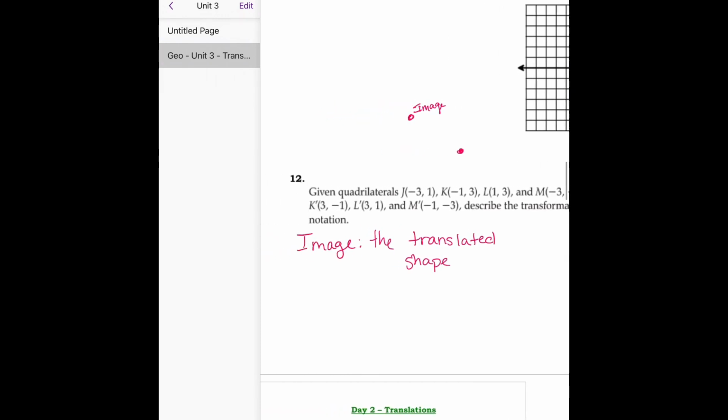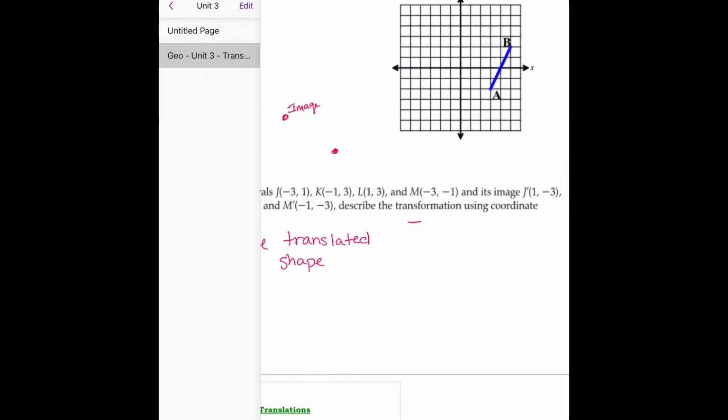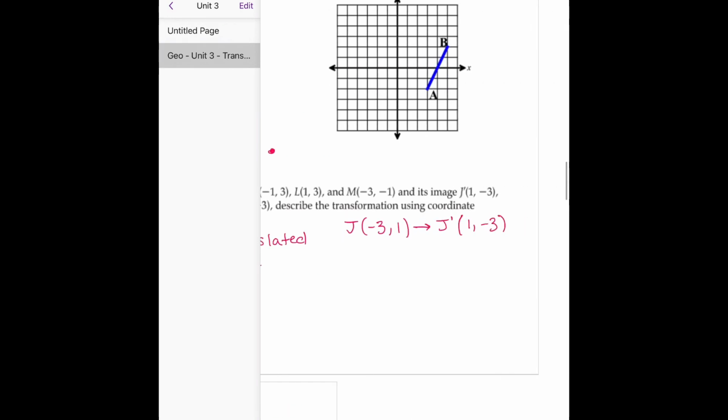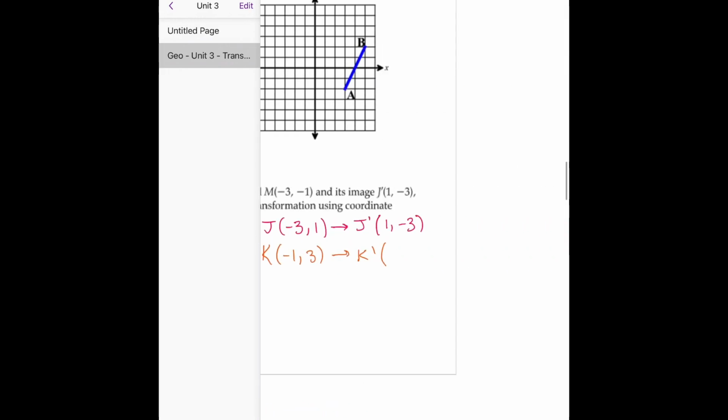So I'm going to just look at all my points. First, let's look at point J, which is at -3, 1. And then look how it changed. J changed to J prime. Again, that little apostrophe means prime. It changed to 1, -3. Okay, let's do K next. K was at point -1, 3, and it changed to K prime, which was at 3, -1.